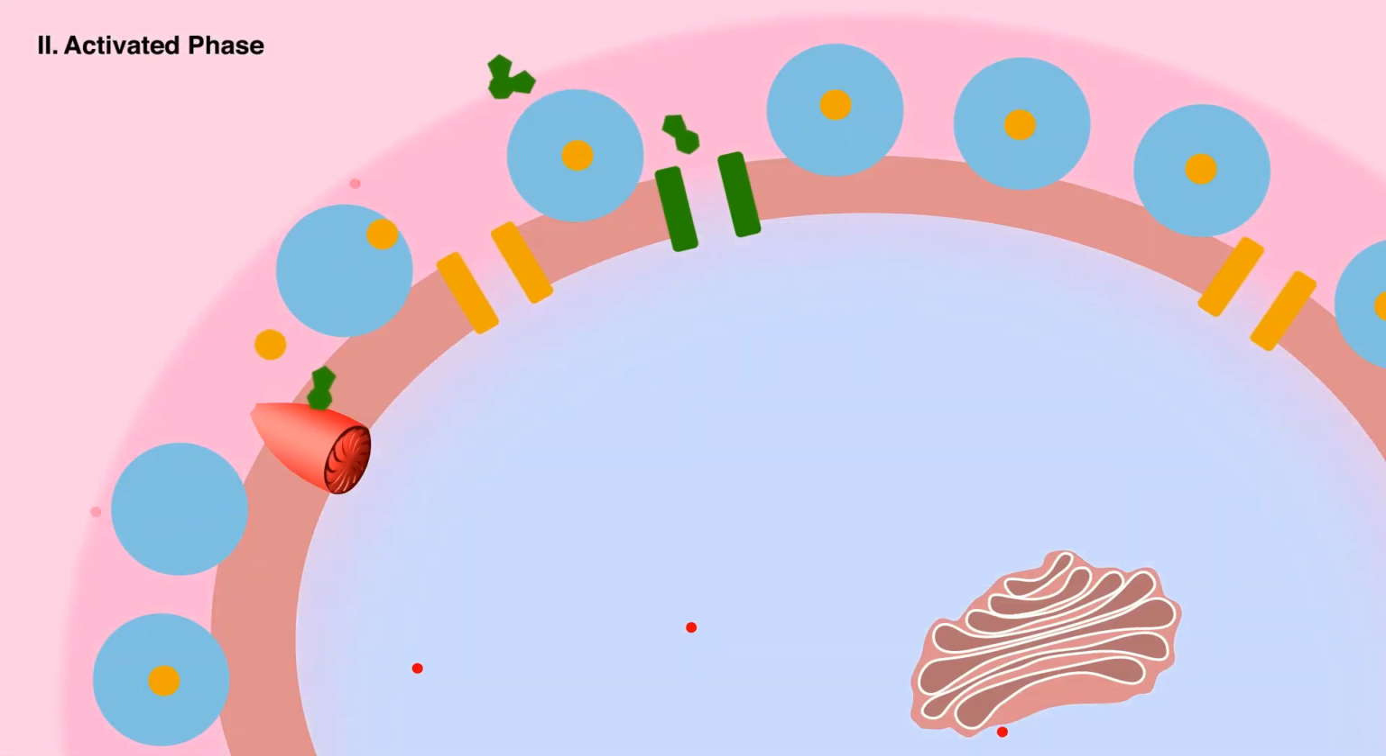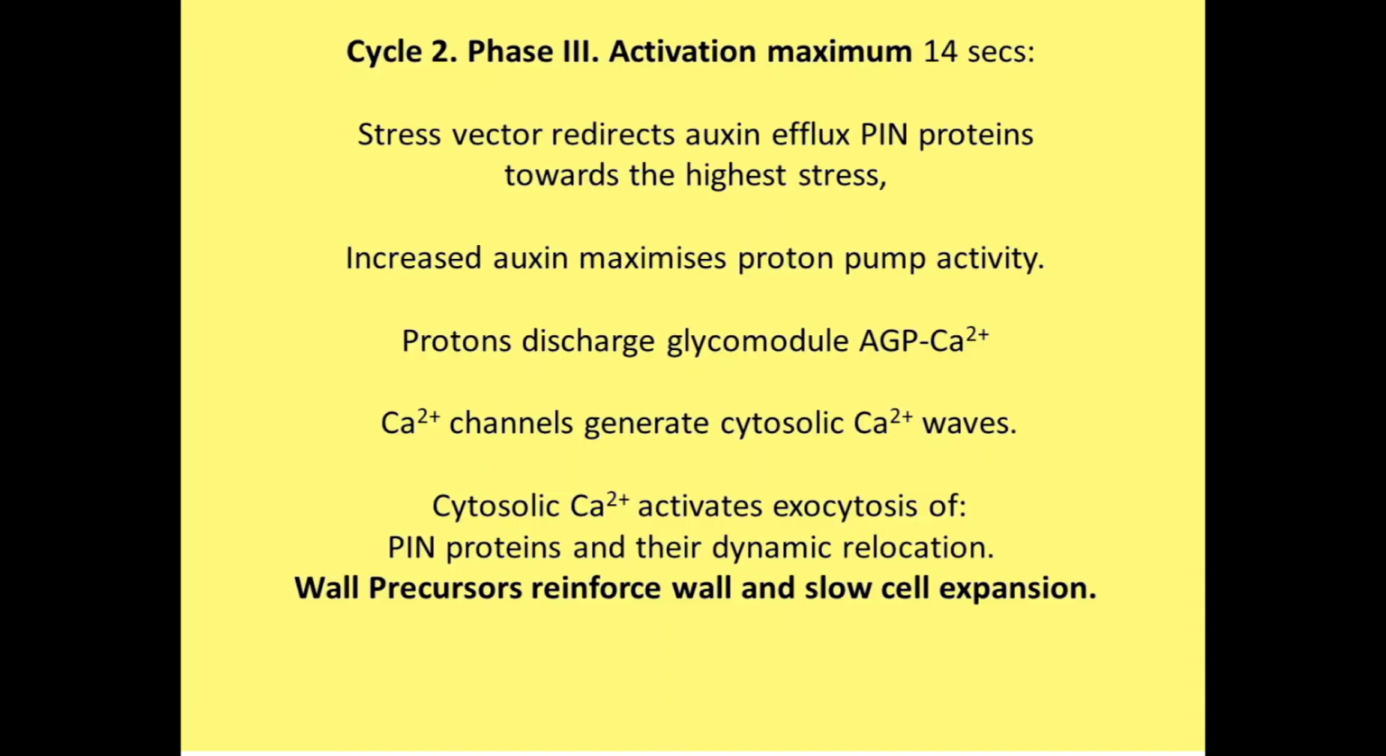Phase 3, maximum activation. Stress vector points auxin efflux PIN proteins towards the stress. Increased auxin levels maximize proton pump activity. Protons discharge glycomodule AGP calcium. Calcium channels generate cytosolic calcium waves that activate exocytosis of PIN proteins and their dynamic relocation. Wall precursors reinforce the wall and slow cell expansion.